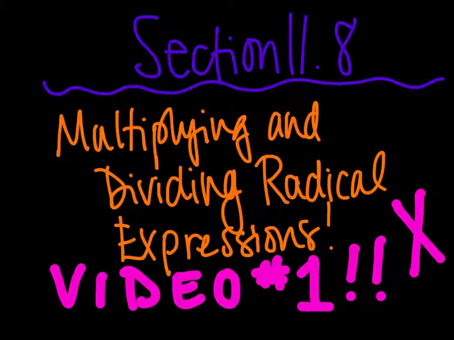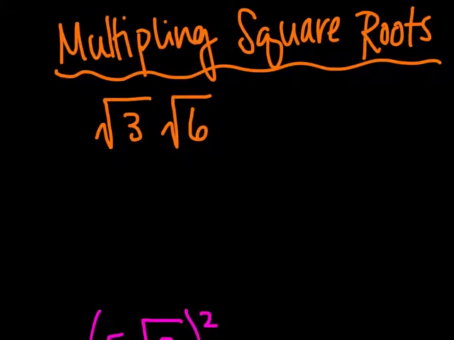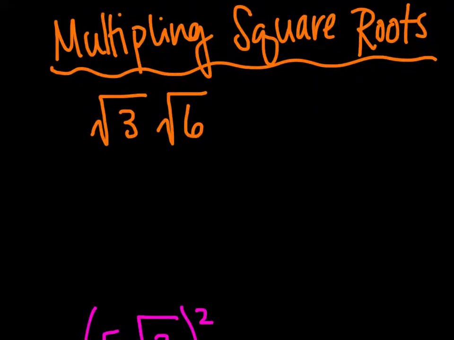And if you remember, radical expressions are those situations where we have a square root involved. And so we're going to be multiplying them to figure this all out. So multiplying square roots, that's where we're going to start. We have the square root of 3 times the square root of x, or the square root of 3 times the square root of 6.